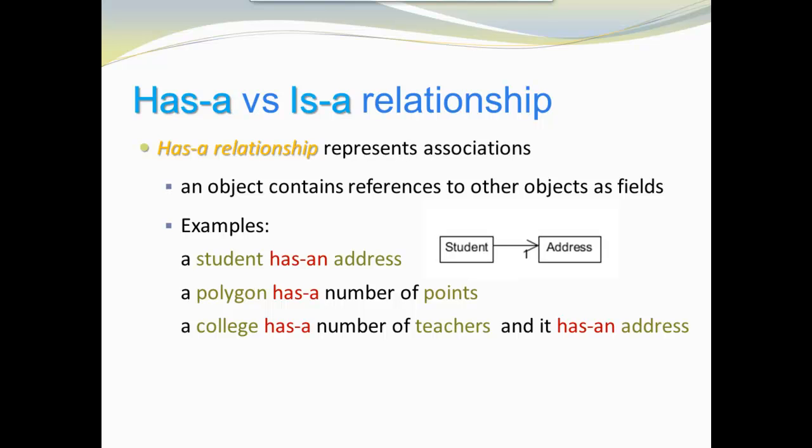So here is once again a UML diagram to show this has-a relationship. Notice the different arrowhead here. It is not a triangular arrowhead anymore. It's only an arrowhead with two sides. And it goes from student to address, which indicates the student knows about the address. The student has an address. And here it has a multiplicity. It says 1, which means my student has exactly one address.